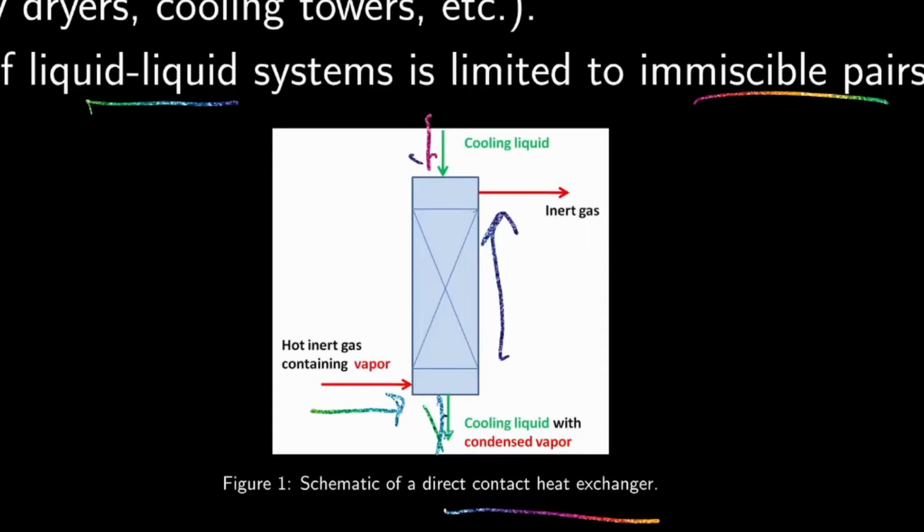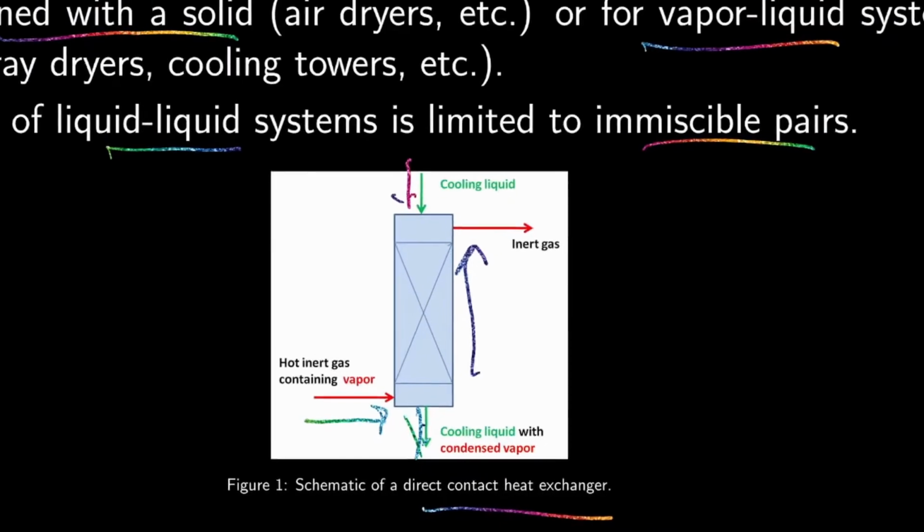A common example is the cooling tower, where water comes from the top and air goes from the bottom. When the air goes towards the top, it comes in contact with the water and evaporation of the water takes place. And the vapor goes to the air, and thus in transferring the latent heat for evaporation, the water gets cooled down.